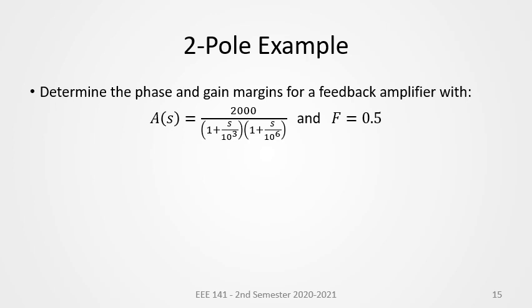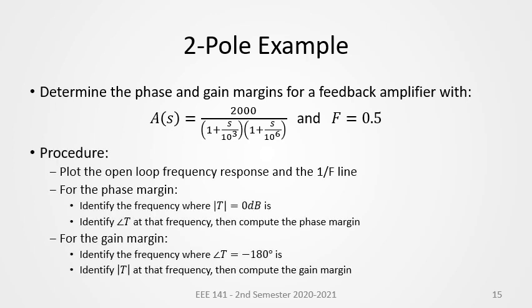To aid our understanding of the definitions presented, let's consider an example with actual numbers. Determine the phase and gain margins for a feedback amplifier with a forward gain A of s equal to 2000 over 1 plus s over 10 to the 3, times 1 plus s over 10 to the 6, and a feedback factor F of 0.5. The procedure can be outlined as follows.